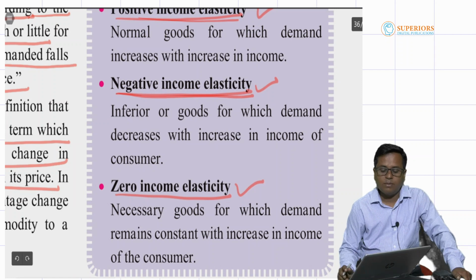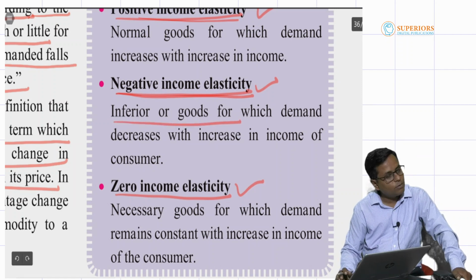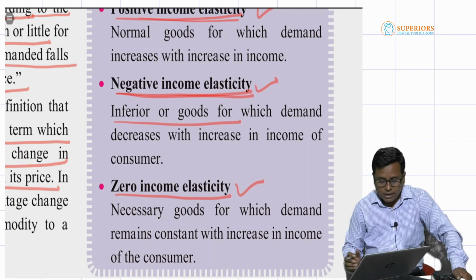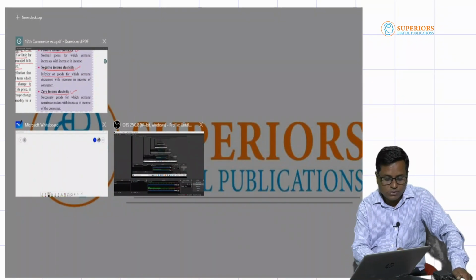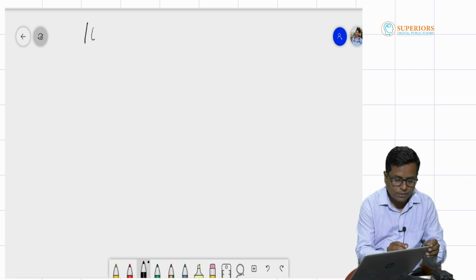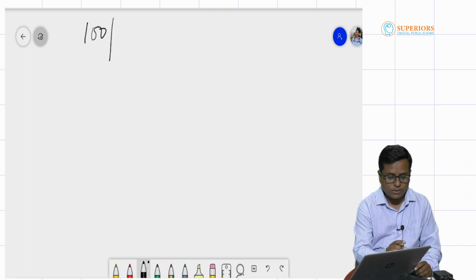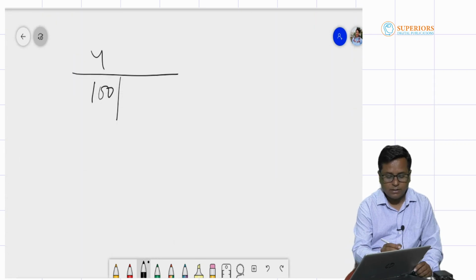the income elasticity of demand will be negative in case of inferior quality goods, low quality goods, or in case of Giffen goods. Tyacha hi example pahuyat apan. Suppose the consumer's income is 100, when his income is 100, he demanded 20 units of that commodity.